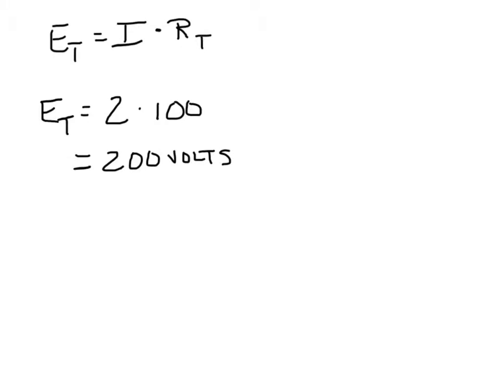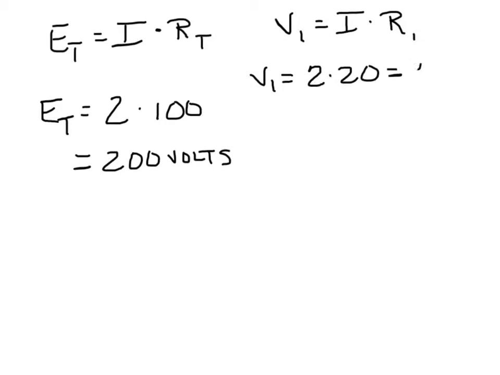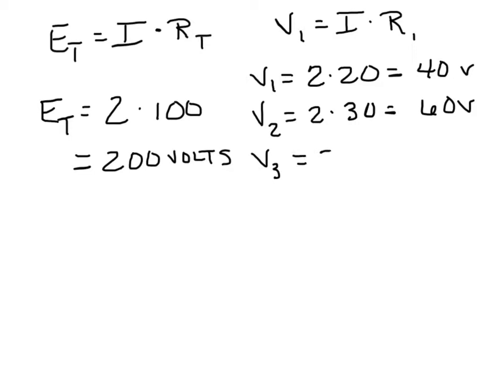Continuing, I need to determine the voltage drop at each resistor. So the voltage drop at resistor 1 equals the amperage times the resistance at resistor 1. Substituting my values, the voltage drop at 1 equals 2 times 20, or 40 volts. Voltage drop at resistor 2 is going to be 2 times 30, or 60 volts. And at resistor 3, 2 times 50, or 100 volts.